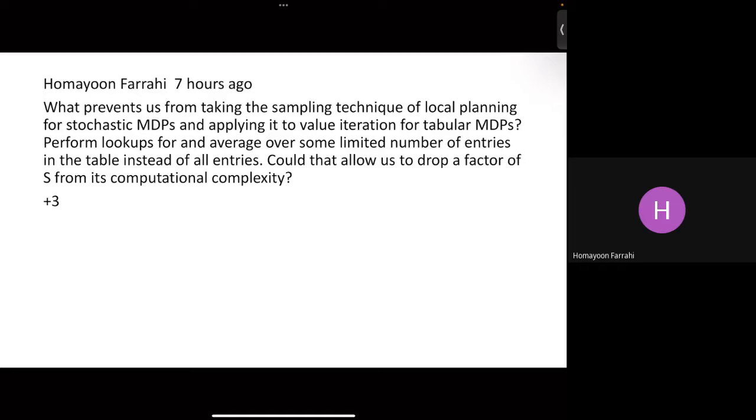So for local planning, we use the sampling technique to get rid of the dependence on the state or the computational complexity. I was wondering, why can we not apply the same sampling technique to value iteration with tabular MDPs? In a way, could we not just look at a few entries in the table instead of all entries, and could that allow us to maybe drop a factor of S from the computational complexity?